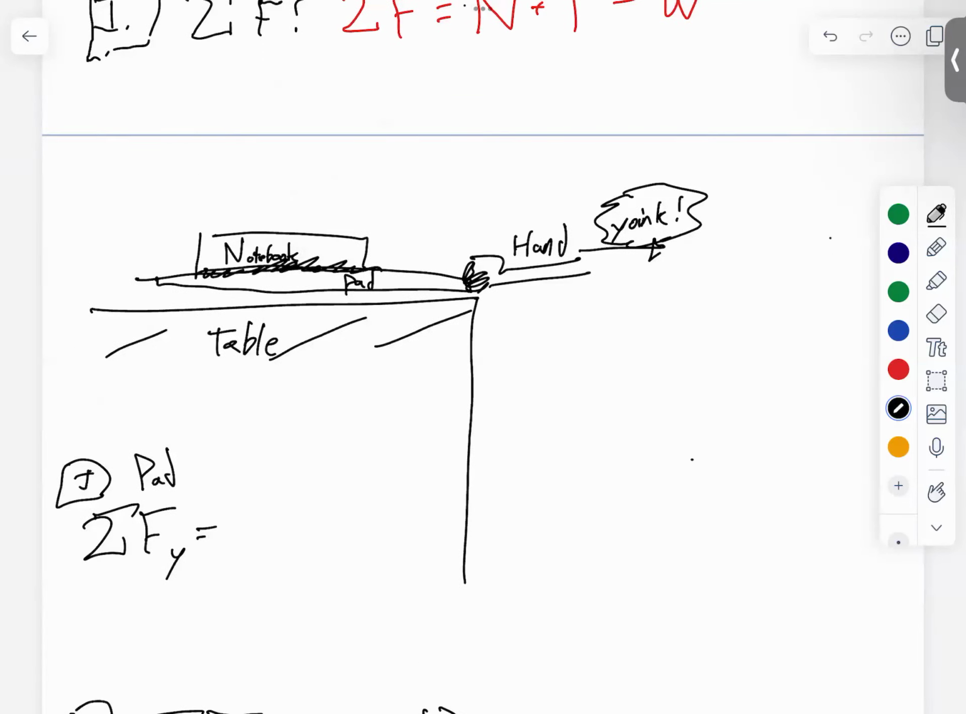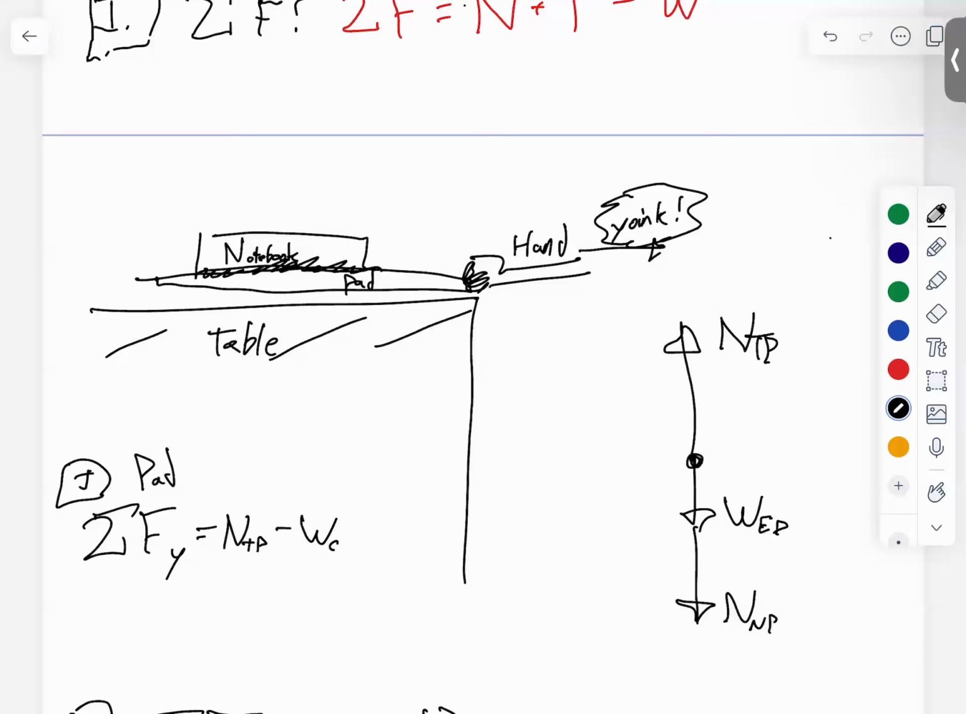Okay? So your diagram should look like this. There is a downward weight force of Earth on pad. There is a downward normal force of notebook on pad. There is an upward normal force of table on pad. The correct answer, NTP minus WEP minus NNP.